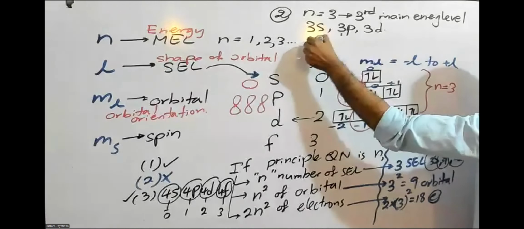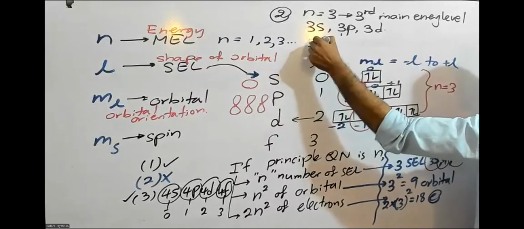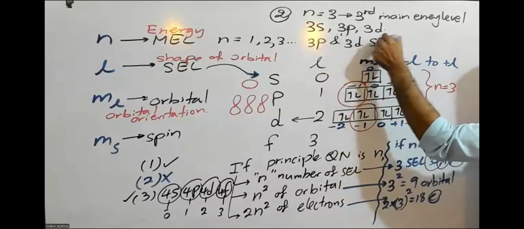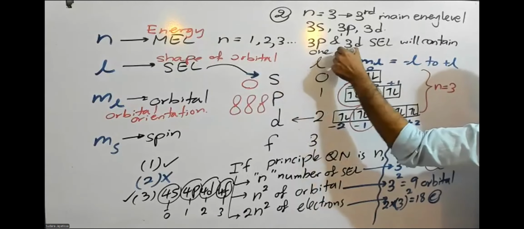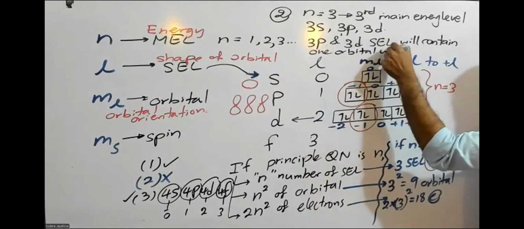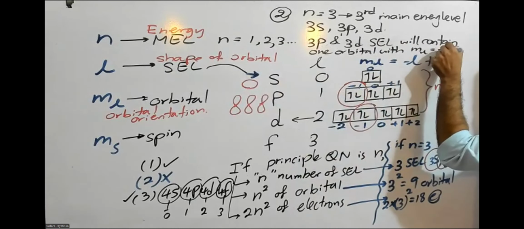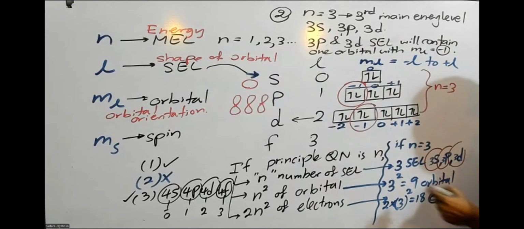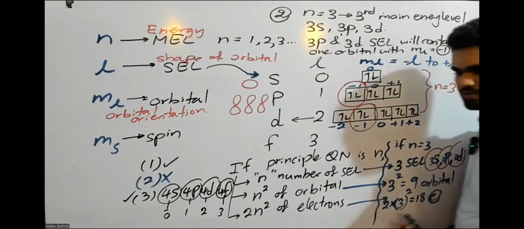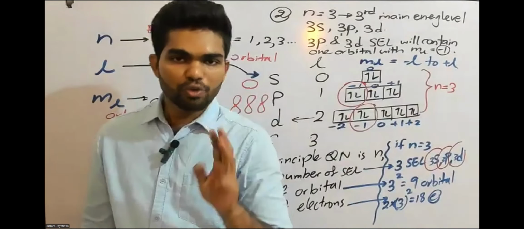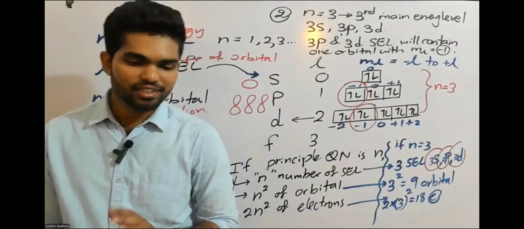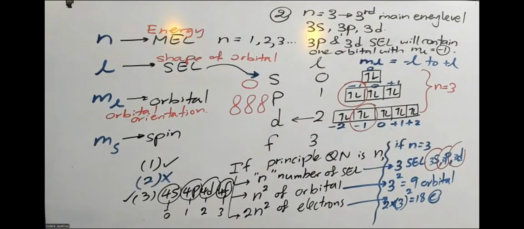You can say only 3p and 3d sub-energy levels will contain one orbital with ml minus 1. Okay, so that's the explanation. You can draw this also to explain. Is that clear? So how many electrons will be there? Only 4 electrons in those two orbitals, right? So take that one clearly. Do you have any doubt regarding that one? I hope it is totally fine, but still, if you are having any problems, please ask.